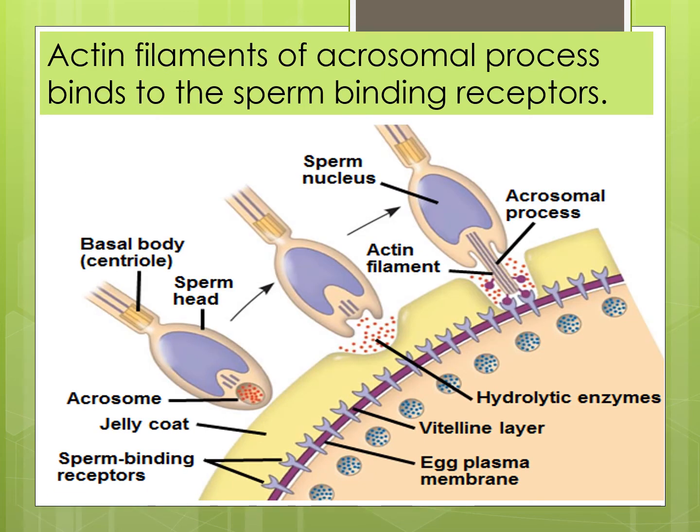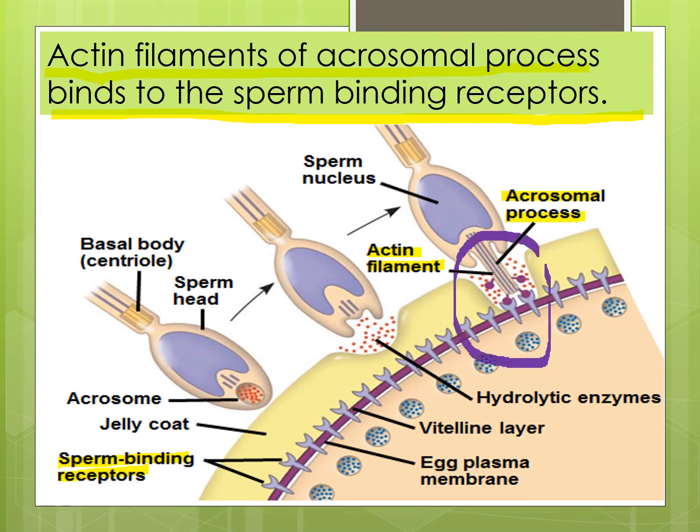The next stage of your acrosomal reaction occurs when the actin filaments of your acrosomal process bind to these sperm binding receptors. So here we can see our acrosomal process and our actin filaments, and they attach onto the sperm binding receptors. And that is shown nicely in this region, which I've now circled in purple.